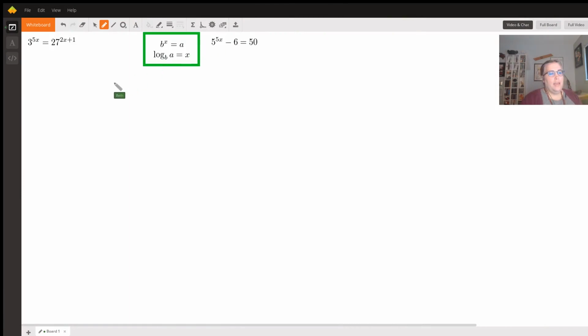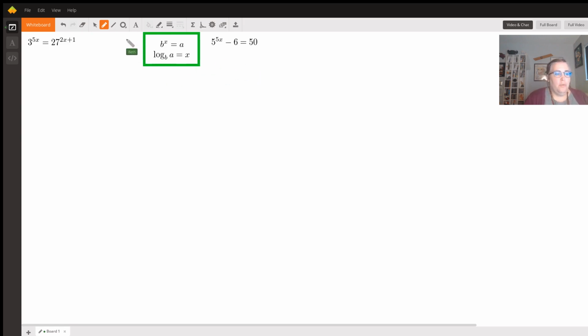Hello, you asked how to solve these two equations. So we have 3 to the power of 5x equals 27 to the power of 2x plus 1. We also have 5 to the 5x minus 6 equals 50. Now we need to solve both of these equations.